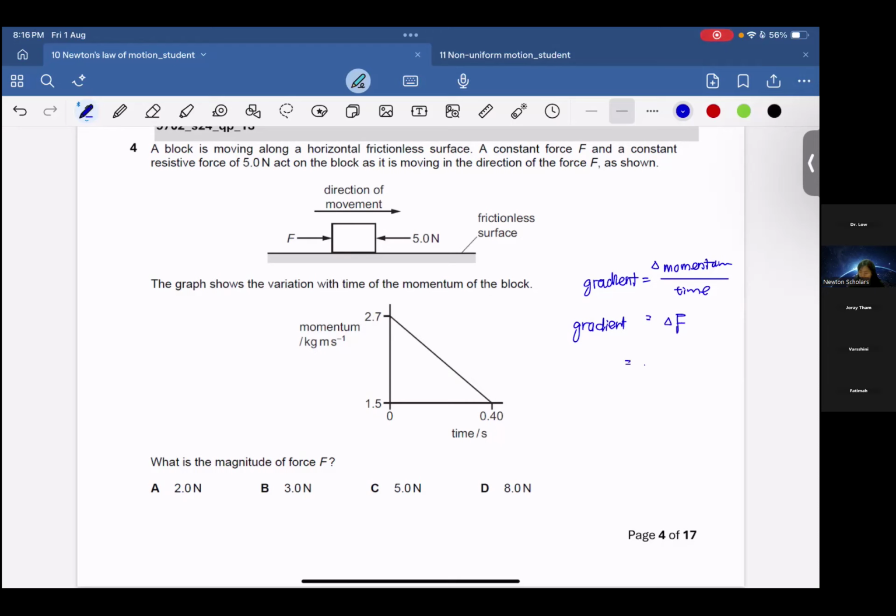The gradient is 1.5 minus 2.7 divided by the time, 0.4. So if not mistaken, you'll get negative 3 Newton. Okay, so at here, the net force is F minus the 5. So negative 3 equals F minus 5. Wait, let me have a look. So the force should be 2.0 Newton.